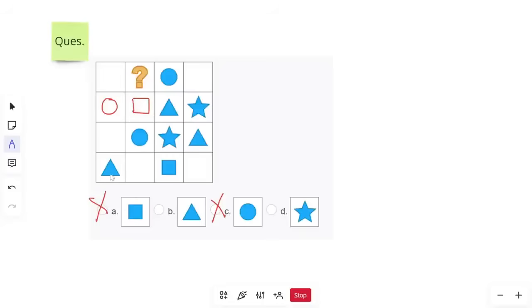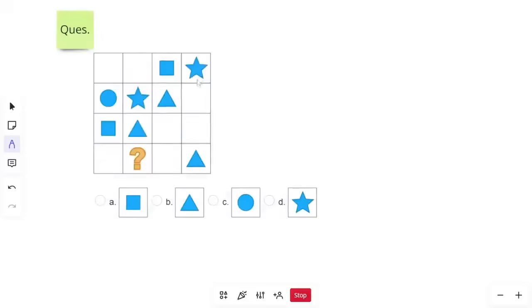Now let's try to fill this place. Okay, see, now what we are left with in this row, circle and square is already done. Now triangle and star are left. So triangle cannot come here, right? So the only option for triangle is this one. So that is why star will come here. So the answer for this question will be triangle, because in place of question mark it will be replaced with triangle. Hope you have understood it. Let's now move on to the next question.